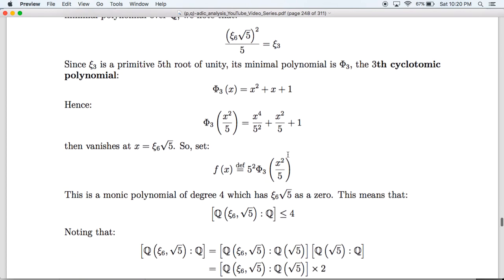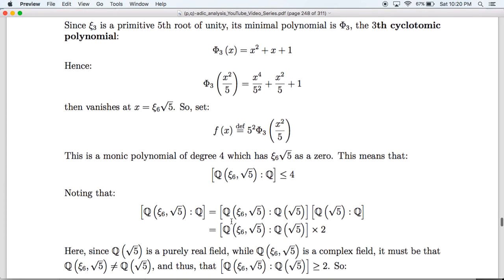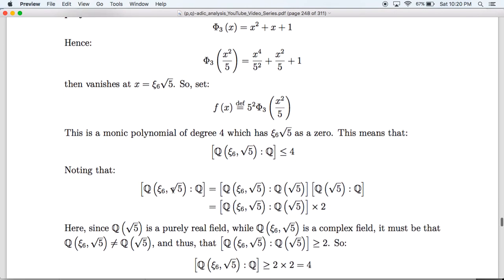To prove that this is the minimal polynomial, we just need to prove that this is the actual degree, that this is also a lower bound for this quantity. And we do this by using the multiplicativity of degrees of field extensions. The degree of this field over Q is the same thing as its degree over Q adjoined root 5 times the degree of Q(root 5) over Q. This is 2, so this tells us this degree is a multiple of 2.